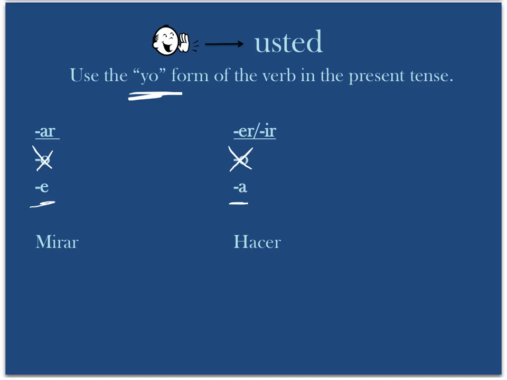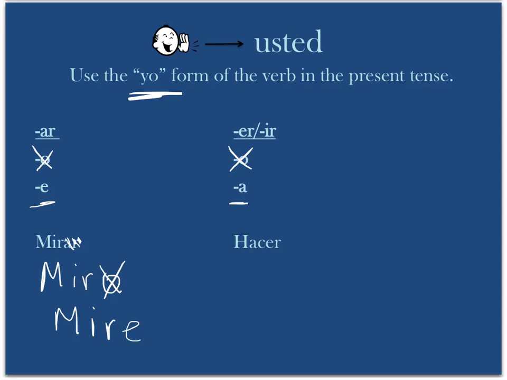So let's start with mirar. For mirar, let's say I'm commanding you, and you are someone that I don't want to offend. I'm commanding you to look at something. What I'll do is I'll drop my AR, and I'll add an O for yo, and then from there, I'll drop the O and add my new ending. Mire.